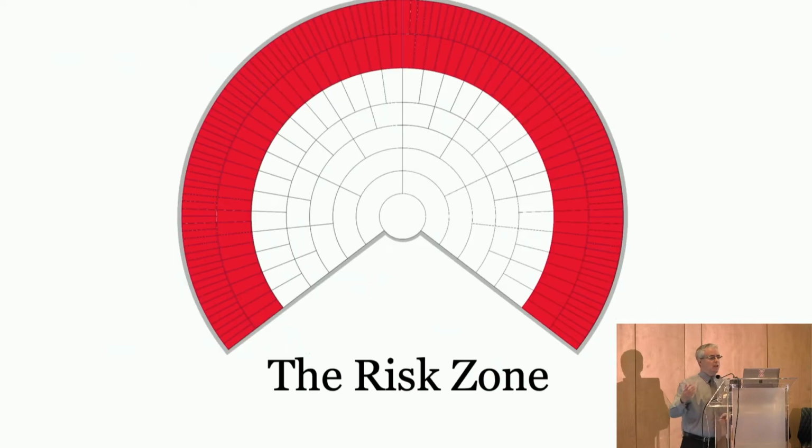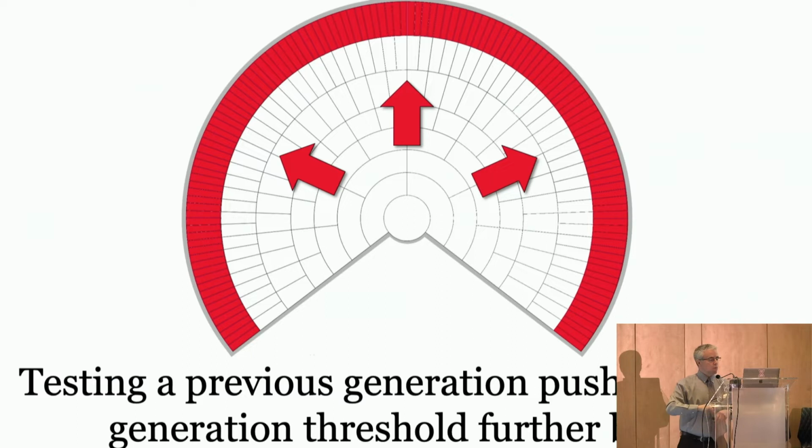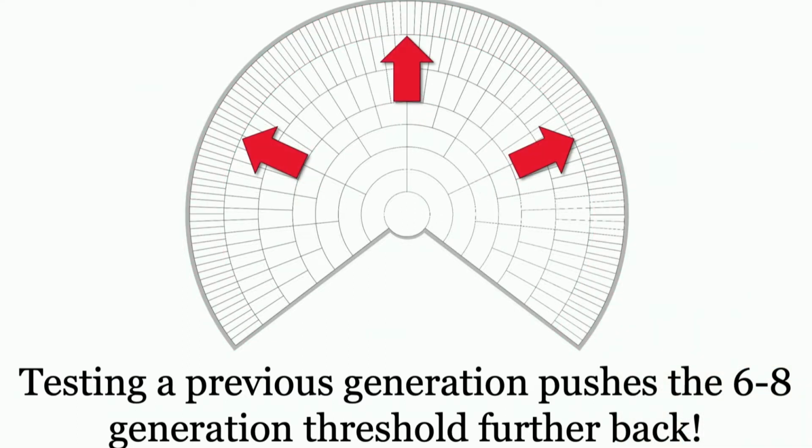And so if you think about it, if somewhere around 6 to 8 generations you're losing DNA from your genealogical tree, this is sort of what I think of as being the risk zone. Right? This generation is where it's risky. Maybe you got DNA from that ancestor, but maybe you did not. And this is one reason why we want to test a previous generation. Because if you can test a previous generation, you can push that risk zone one generation further back.